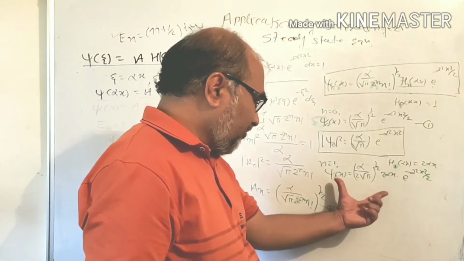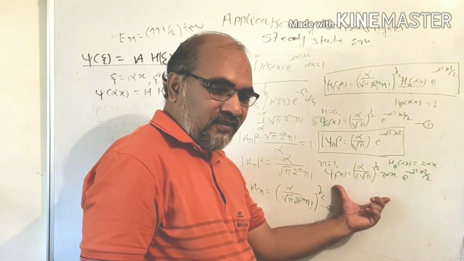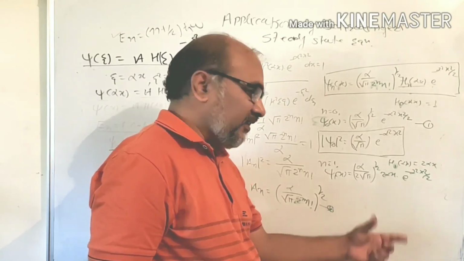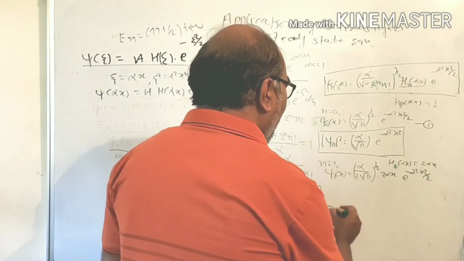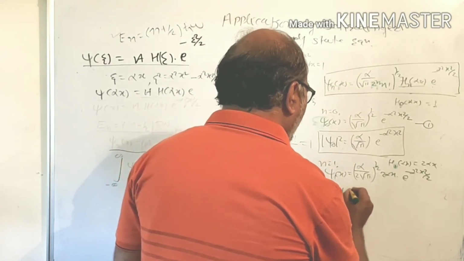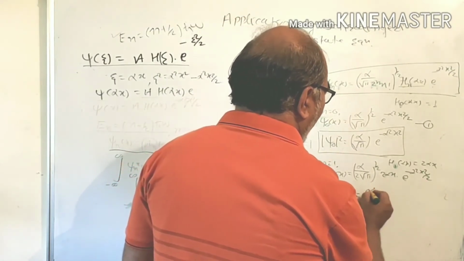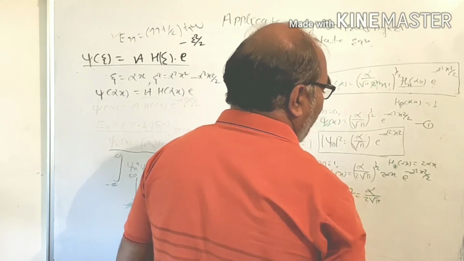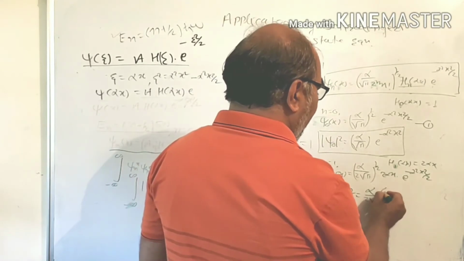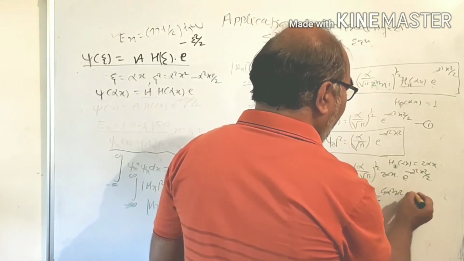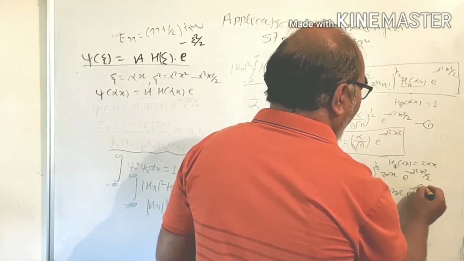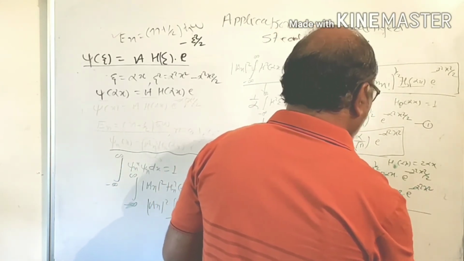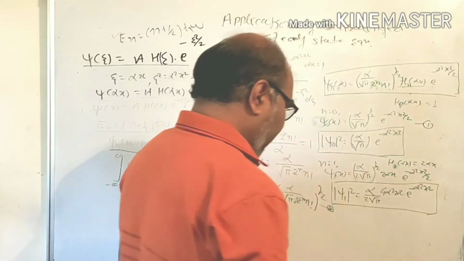So this is the wave function for n equal to 1, the first excited state, and the corresponding probability is mod ψ_1 squared equal to α divided by 2 root π, squared, so that is 4α²x² e raised to minus α²x². So this is the probability of the first excited state, ψ_1.